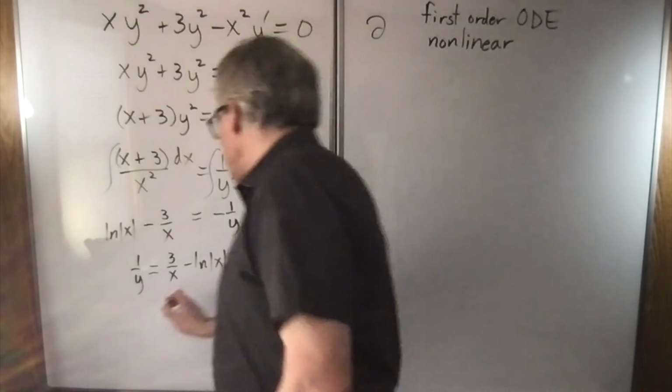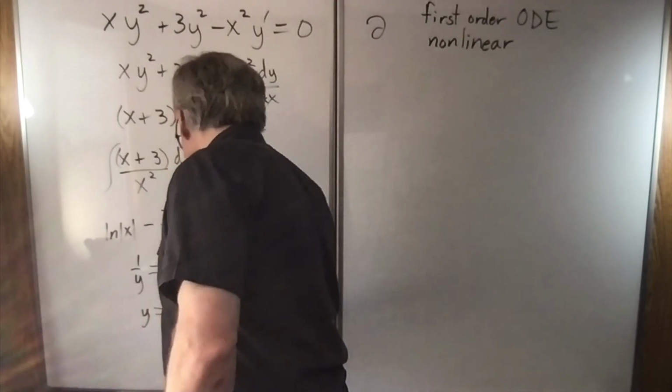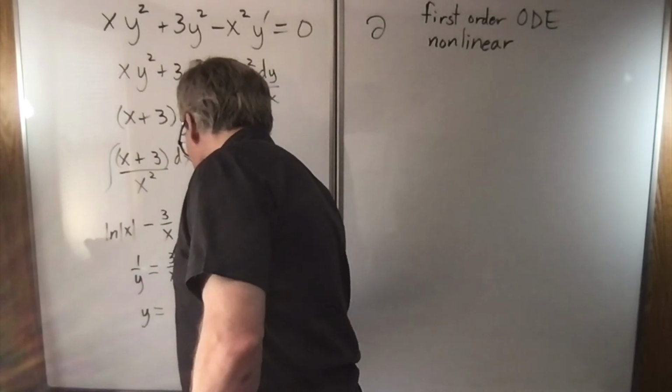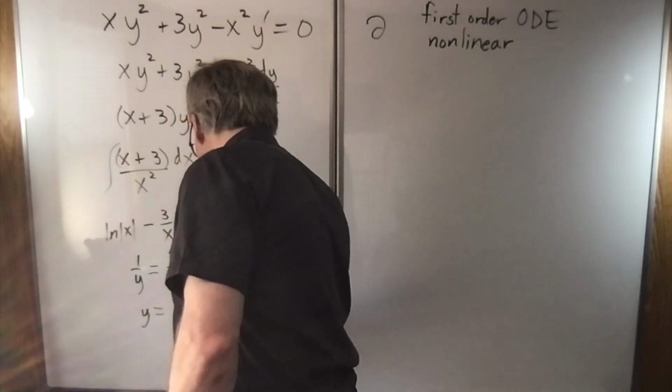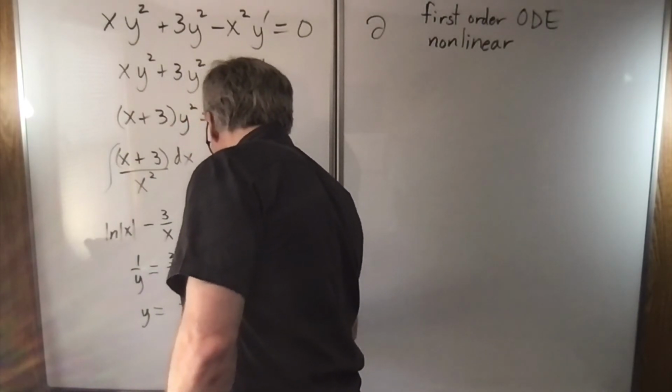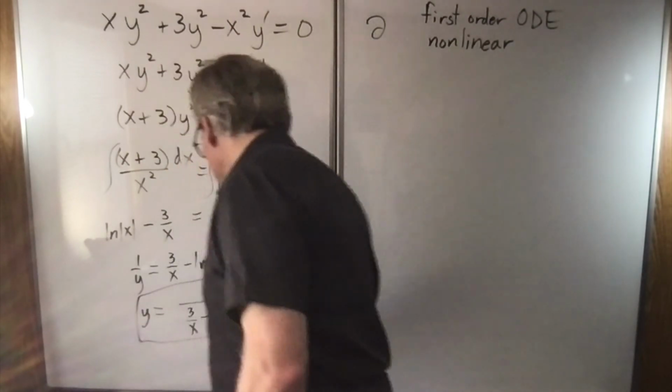And then we flip it over and we get our answer. Y equals 1 over 3 over x minus natural log absolute value x plus c. There's the answer to our differential equation.